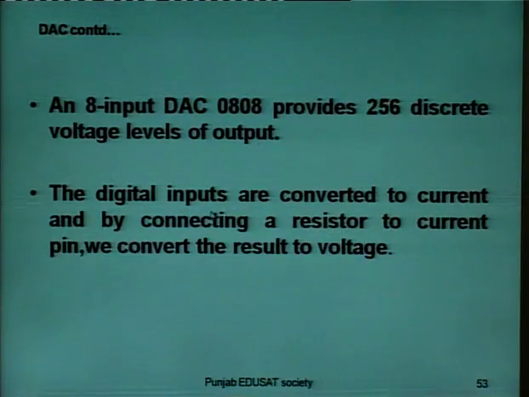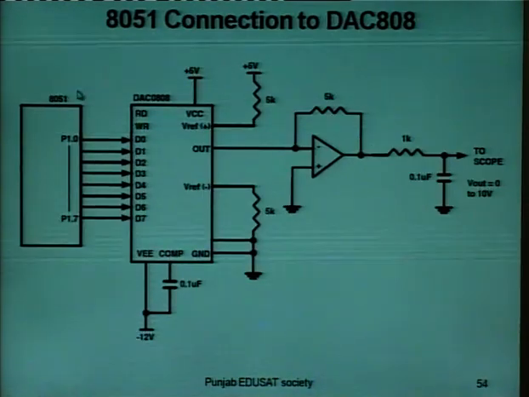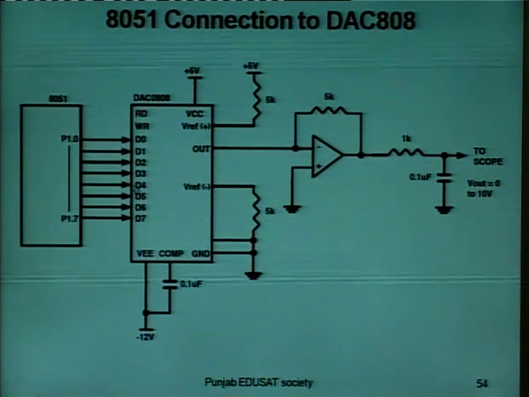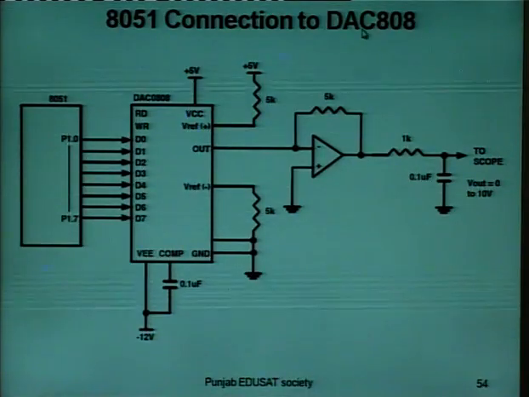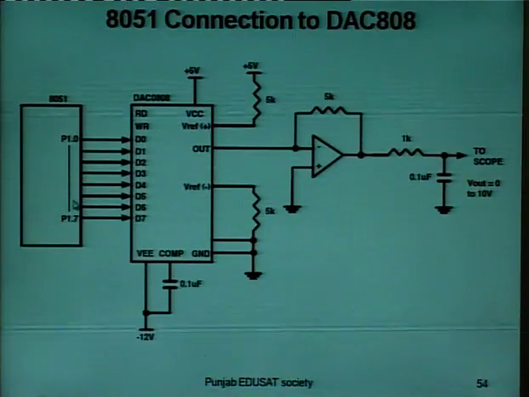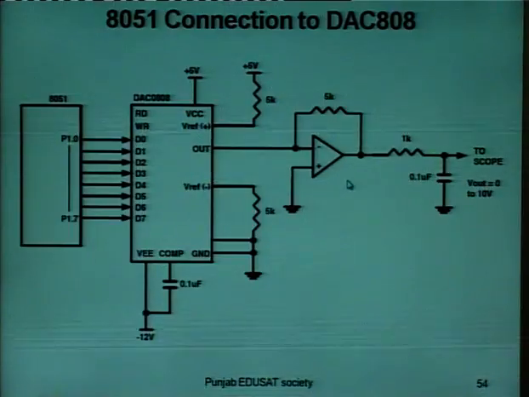The digital inputs are converted to current, and by connecting a resistor to the current pin, we convert the result to voltage. Here is the interfacing diagram of the DAC with 8051. Here we require a single port for the digital to analog converter. Digital output from the 8051 is given to the DAC, which is converted to an analog signal.